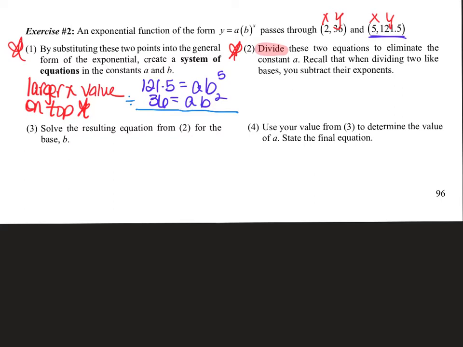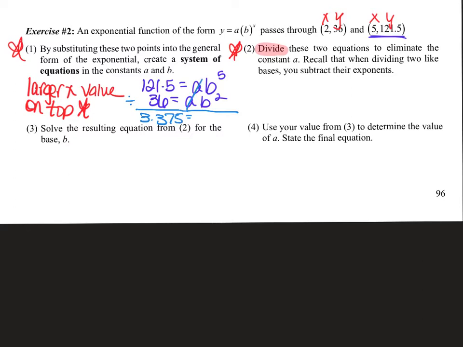So I'm on my calculator, I'm going to do 121.5 divided by 36, and that gives me 3.375. Now, when I divide my A's, they're going to cancel, right? A divided by A is 1. As long as I have something else on the right side, I don't need to write the 1.